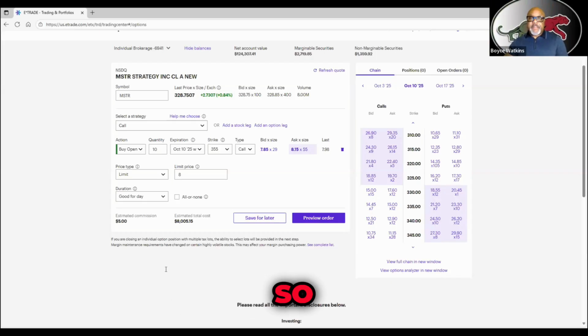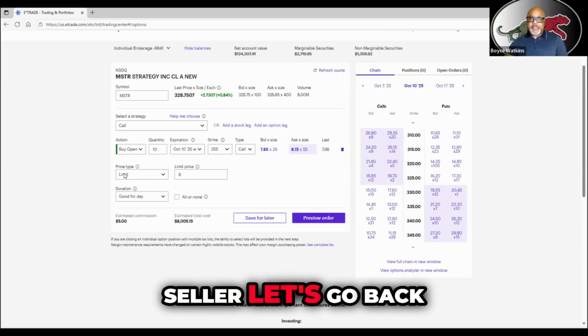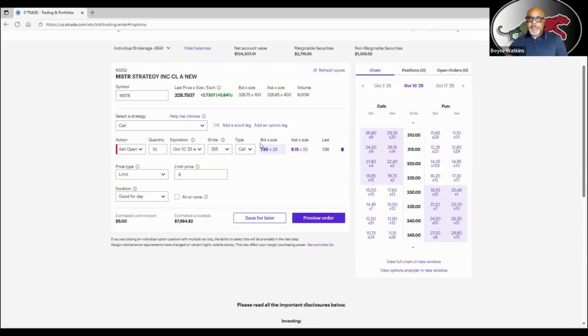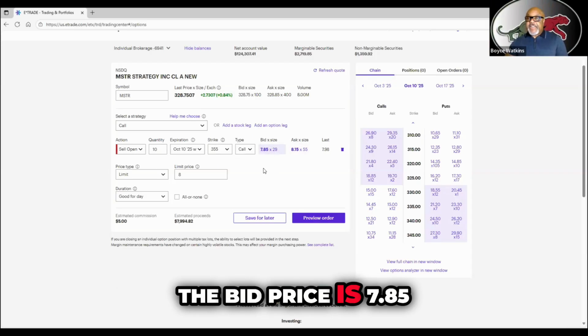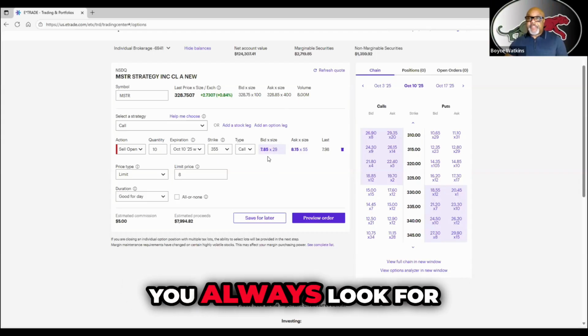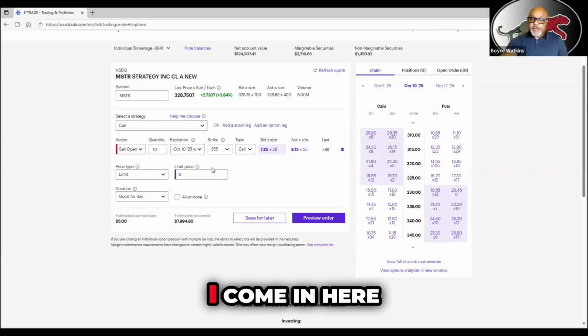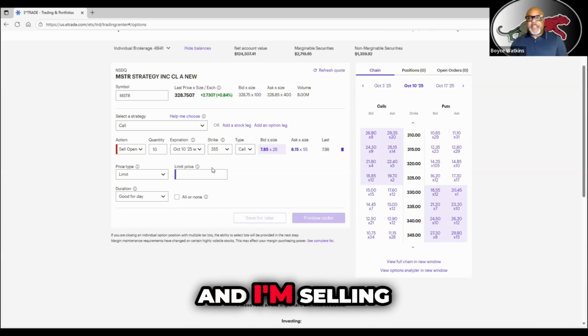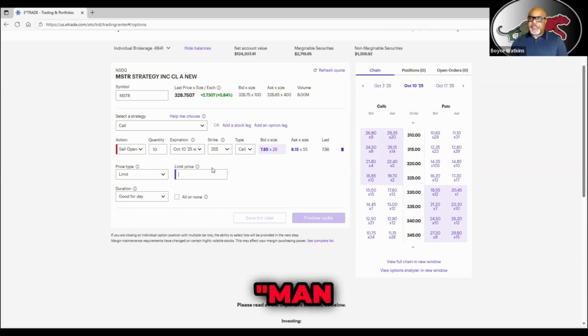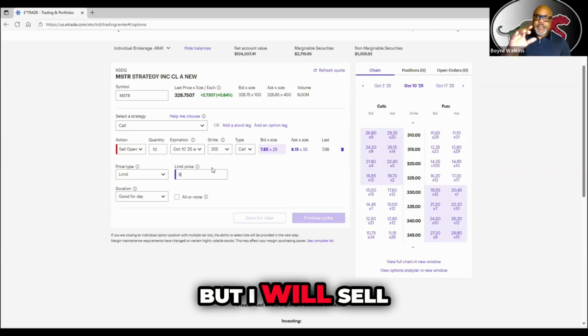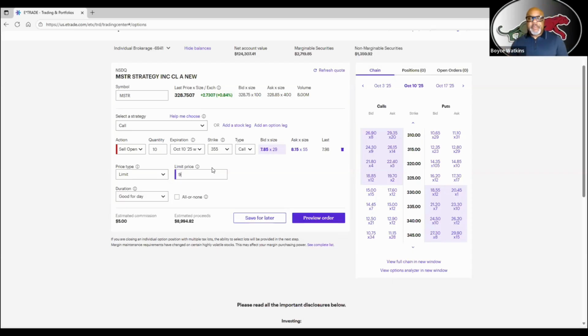So let's go back to selling. I'm selling this thing now. The bid price is 785. They always tell you, always look for the ask and the bid. You always try to figure out what the price is. So I come in here and I'm selling at 785, and I say, I don't want to sell for 785, but I will sell for nine. So I put nine in here.